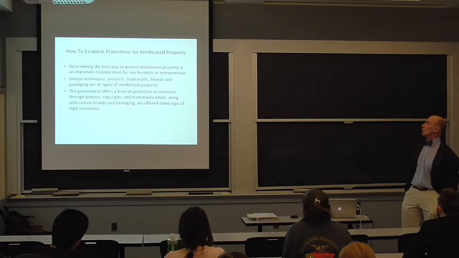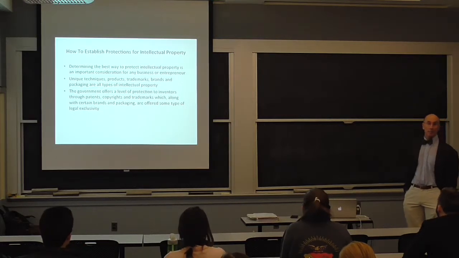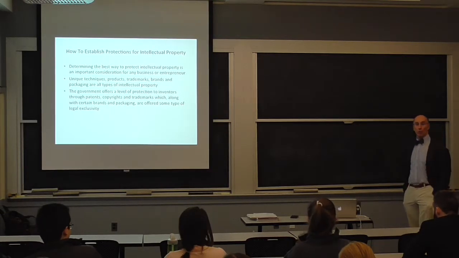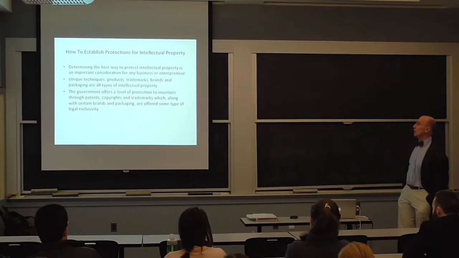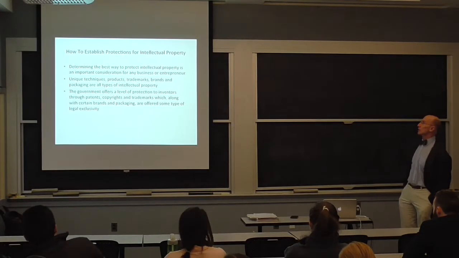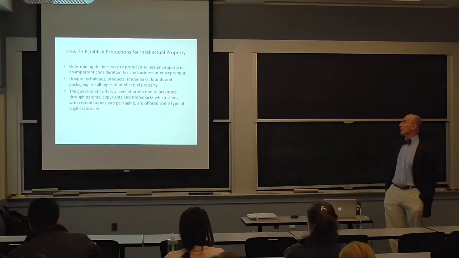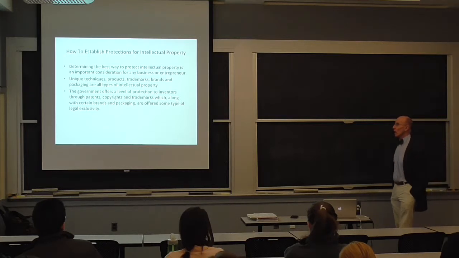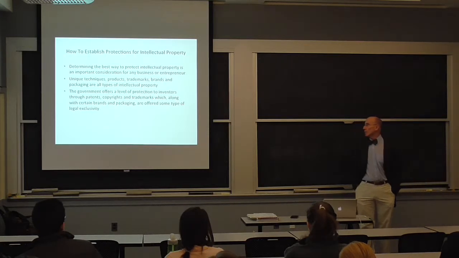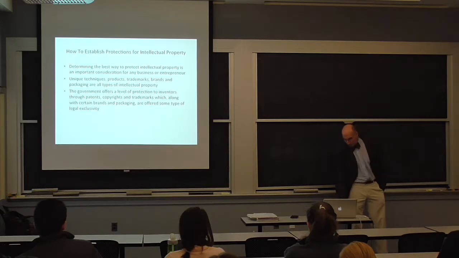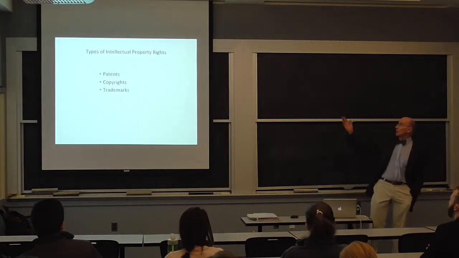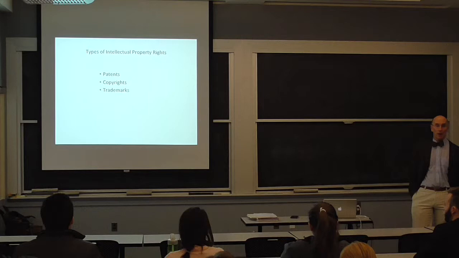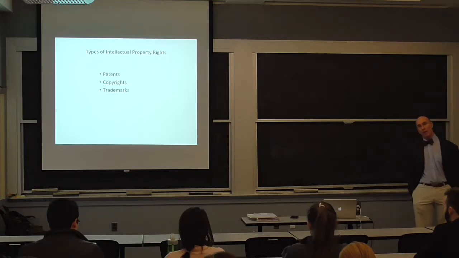Determining the best way to protect intellectual property is an important consideration for any business or entrepreneur. When you go out of here with your degree, if you go into business for yourself or work for a small company, you're going to be faced with this. Unique techniques, products, trademarks, brands, and packaging are all types of intellectual property. The government offers a level of protection to inventors through patents, copyrights, and trademarks, which, along with certain brands and packaging, are offered some type of legal exclusivity. These are the types of intellectual property rights that you may be familiar with: patents, copyrights, and trademarks. I'm sure you've all heard about that stuff.